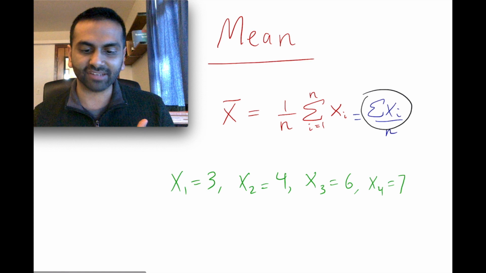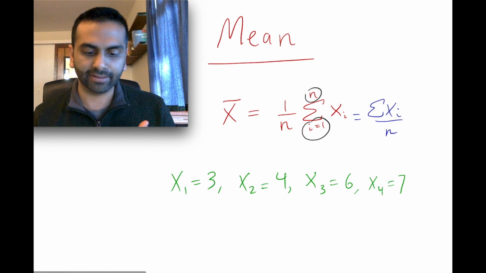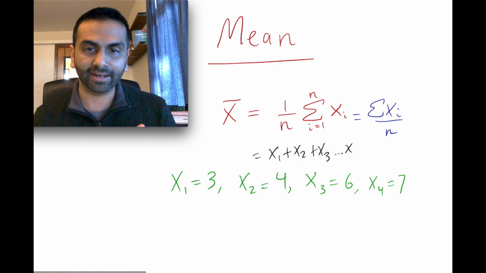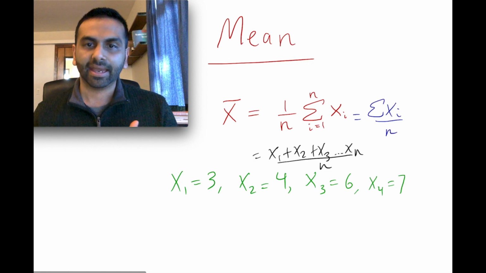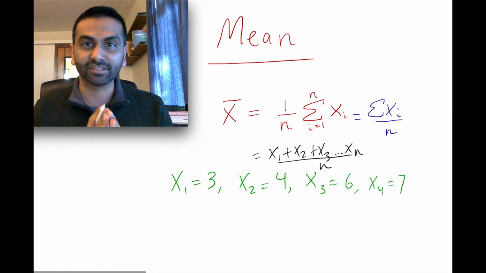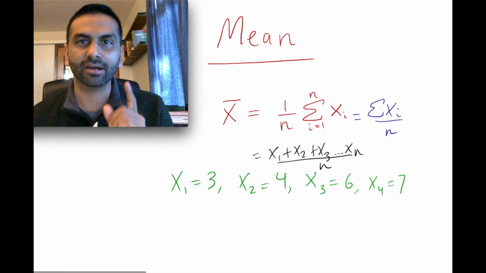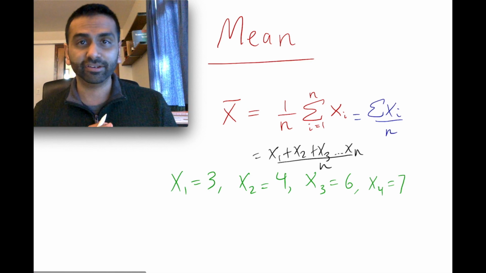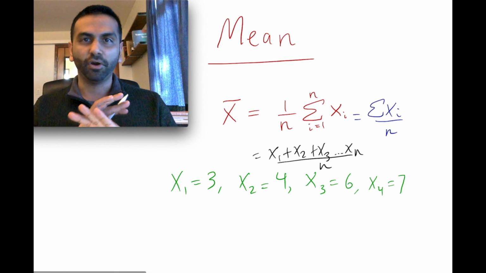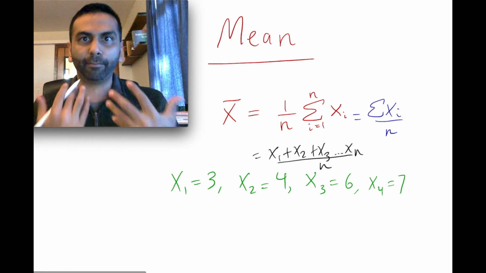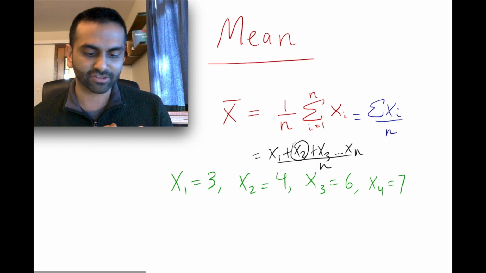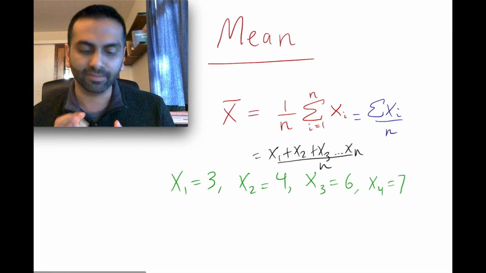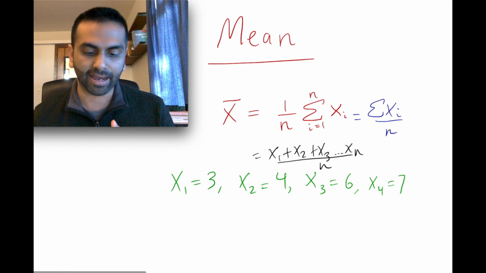So the sum of xi, as i goes from 1 through n, if we were to write it out, is just x1 plus x2 plus x3 all the way through xn, divided by n. And x1 in statistical notation is talking about the first observation. x2 is the second observation. There's no relation to that being the number 2 or anything. It's just the second observation, the third observation, the first observation, right? That's all x subscript i means. It's the observation number i.